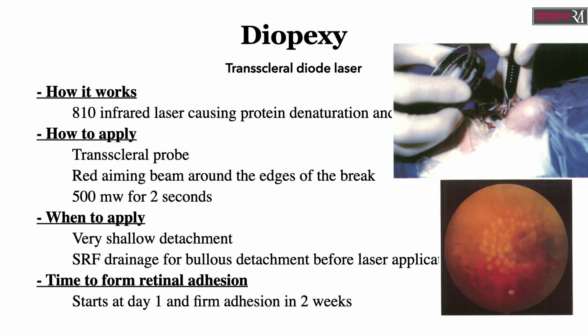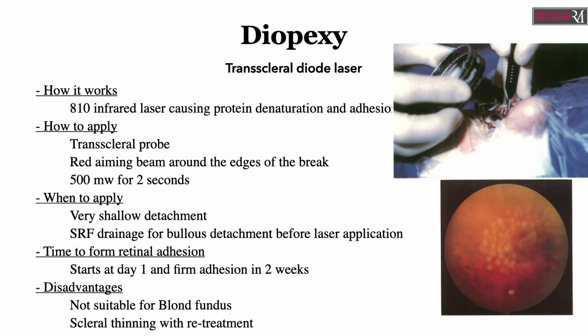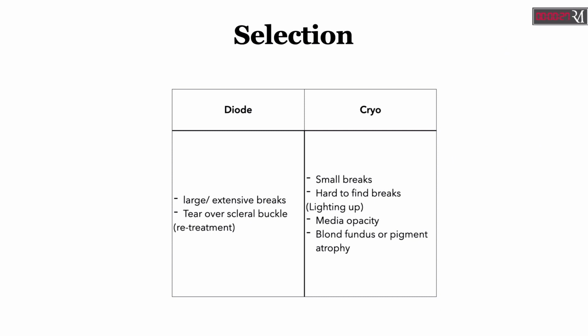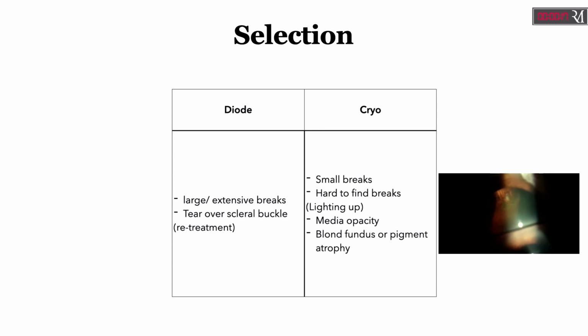It starts on the first day of application to form the adhesion, and it is firmly adherent by the second week. Its disadvantages are that it is not suitable for a blunt fundus such as RP atrophy, and it may cause scleral thinning with retreatment. So how do we select between diode and cryo? If we have a large extensive break, it is advised to use the diode to avoid the pigment dispersion, and it may allow you to do retreatment over the buckle.